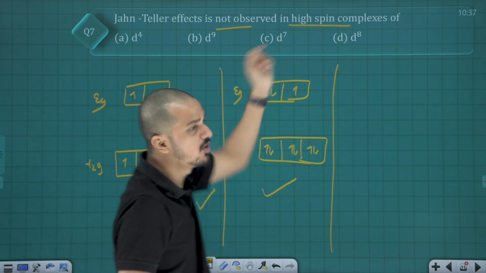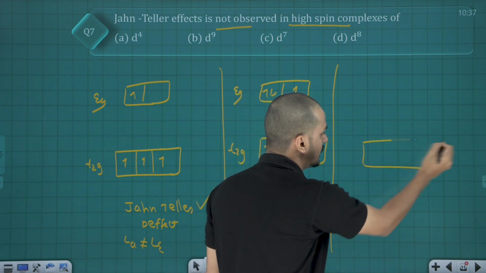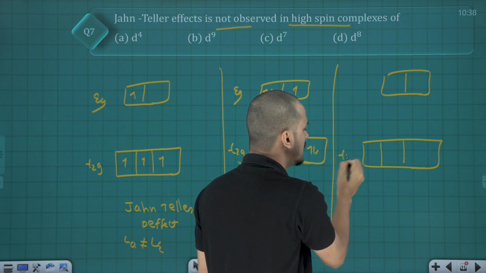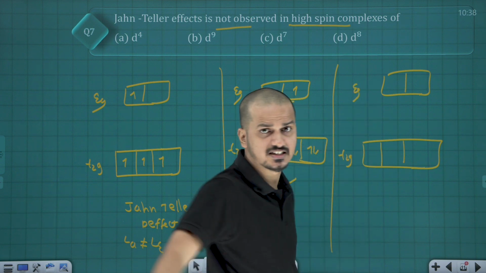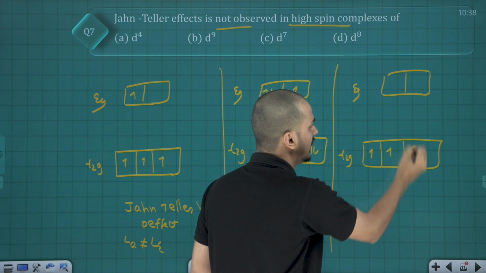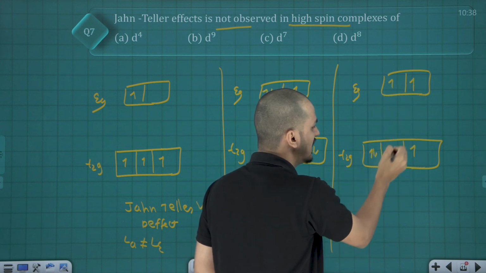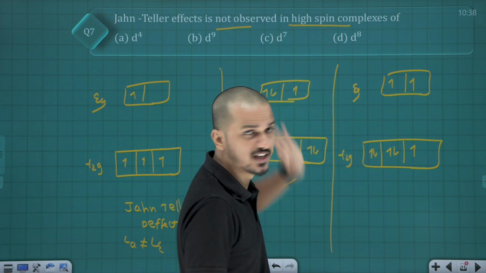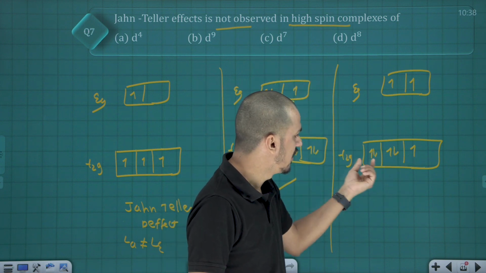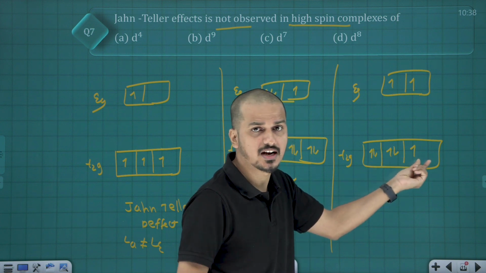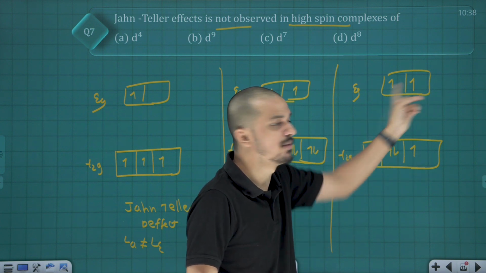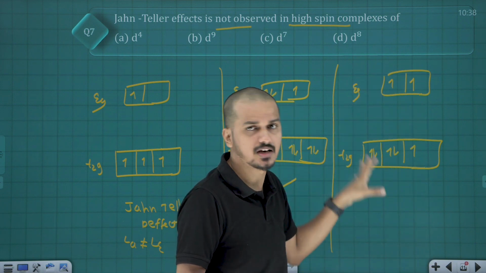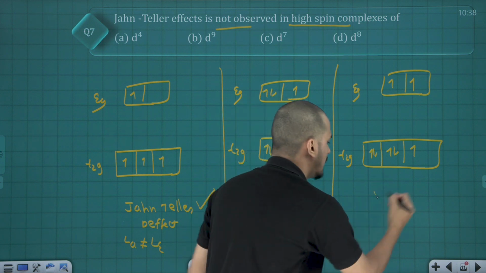Then what about d7? d7 high spin. d7 high spin means this is T2g, this is eg, and we fill 1, 2, 3, 4, 5, 6, 7. Here also you can see asymmetry is there. The first two contain 2, 2, then the third one contains only 1. So asymmetry is there. In eg it is symmetric only. Anyhow, the net orbital configuration is asymmetric. That's why Jahn-Teller defect is there.